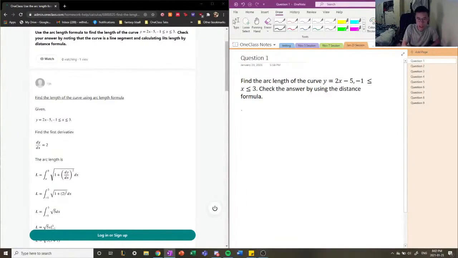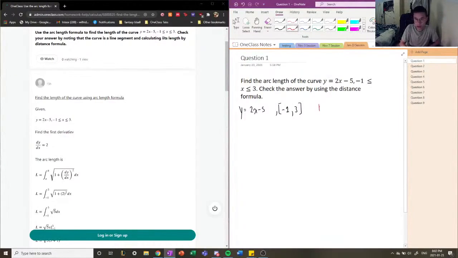So the first thing is that we have our function here, which is y equals 2x minus 5. We do note that this is a linear equation, so this refers to a line on a graph. That means we can use the distance formula to calculate the distance of this line in the interval of -1 to 3, and it's a closed interval.